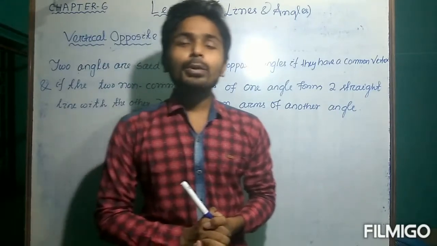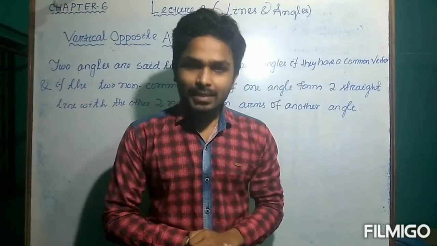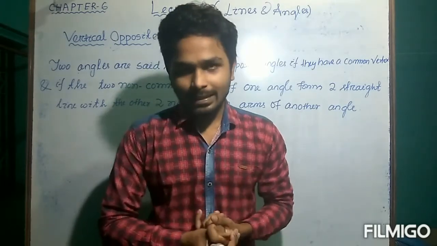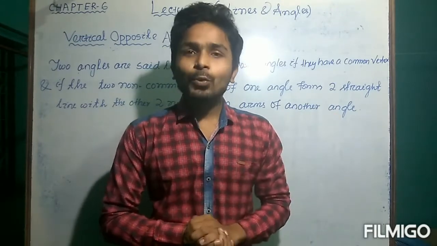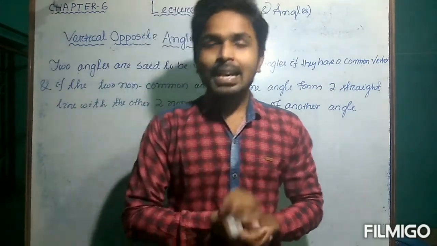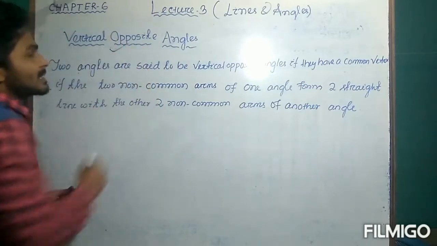In lecture number 2, we discussed 4 basic types of angles: adjacent angles, linear pair angles, complementary angles and supplementary angles. In this lecture, we will discuss another type of angle, whose name is vertical opposite angles. So our today's topic is vertical opposite angles.